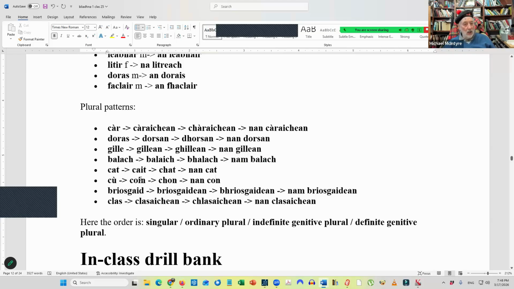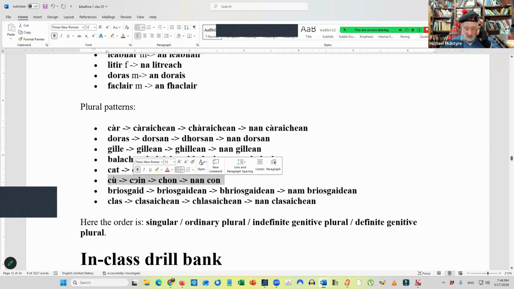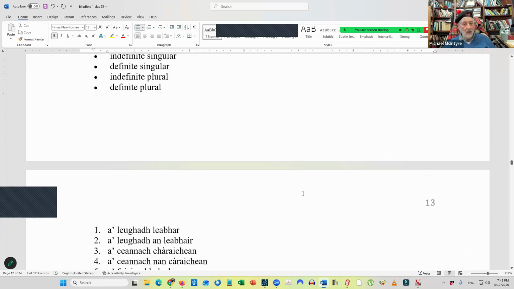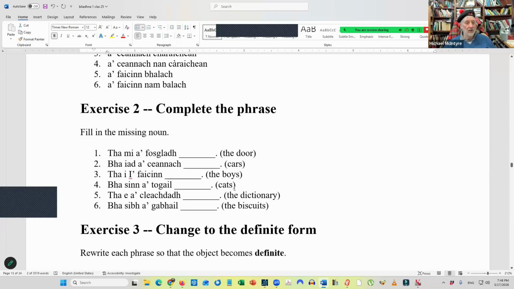Coup, coin. Now this is irregular. I'm going to take this out because that's irregular. We'll deal with that later. Briskich, Briskitchen, Vriskitchen, Num Briskitchen, and class, Classican, the root plural, and then Classican of classes, and non-Classican of the classes.